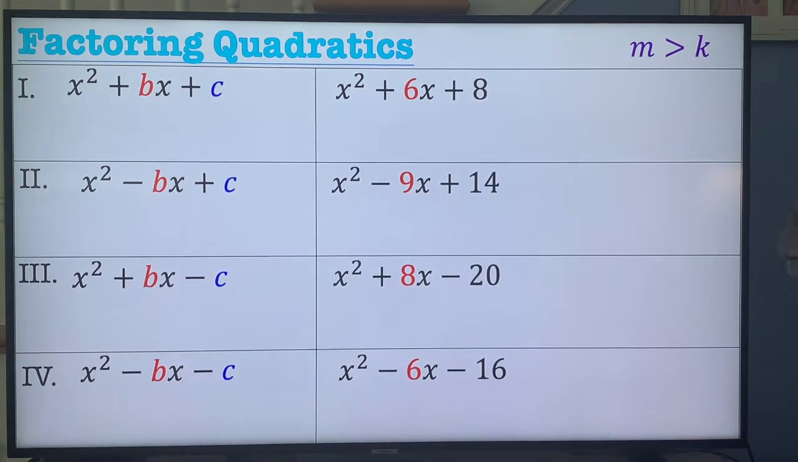Factoring quadratics. For those of you guys that can't factor, now you'll be able to.